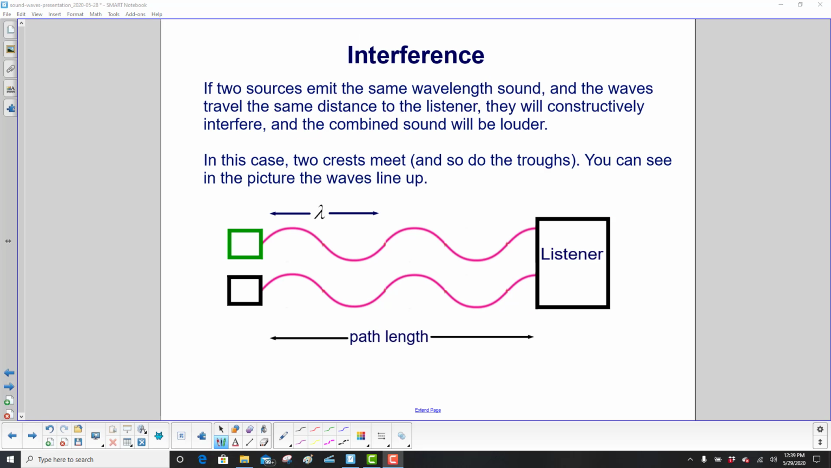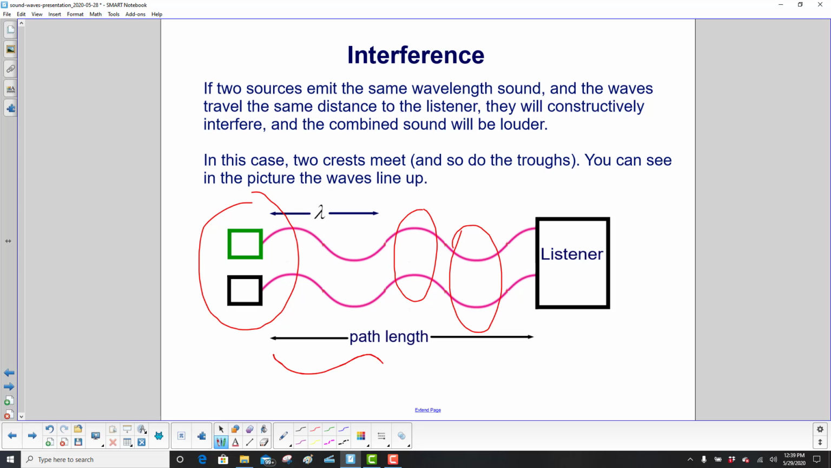If two sources, and here's our sources, the green and the black speaker, emit the same wavelength sound and the waves travel the same distance to the listener, they'll constructively interfere and the combined sound will be louder. In this case, the crests meet up like that, the troughs meet up like that. So hopefully you can see that in the picture now that I circled it. Maybe you didn't even need the circling part.